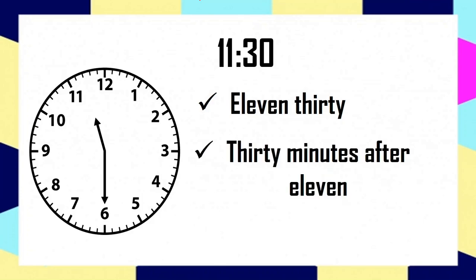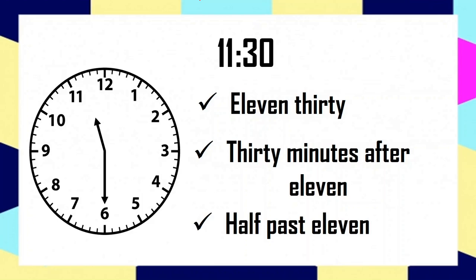How about this one? Can you tell me what time is this? Very good. This is 11:30. Very good. Or we may also say that it's 30 minutes after 11 or 30 minutes before 12. The other way in telling this time is half past 11. Half means 30 minutes. Past means after 11. Half past 11 or 11:30.